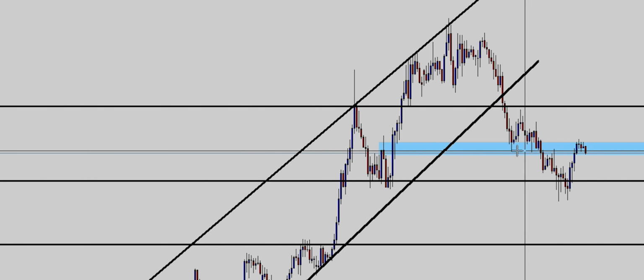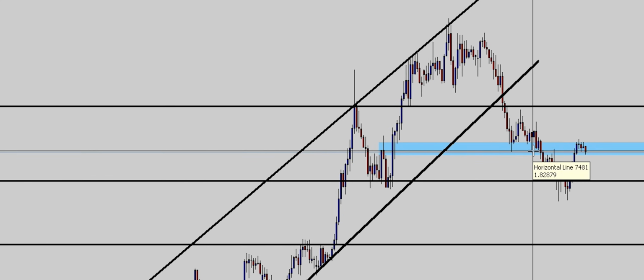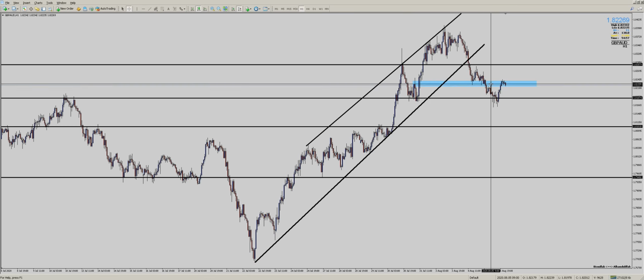Then when it came back down, it bounced several times. So it's an area of struggle.